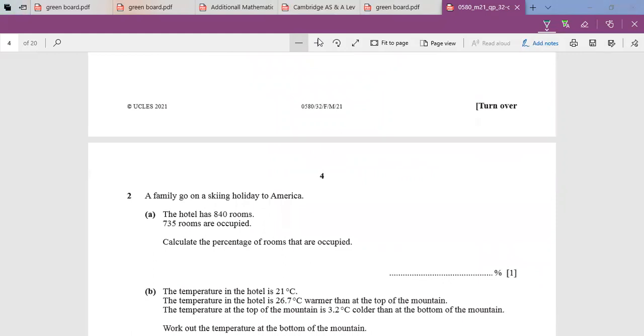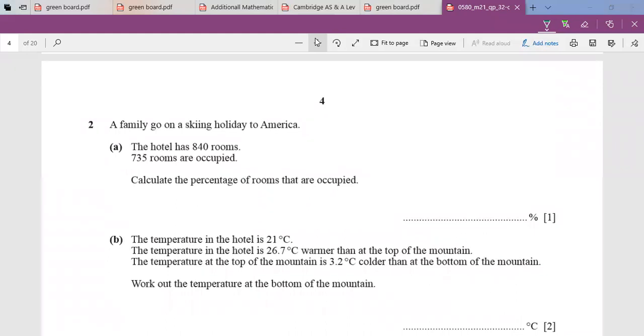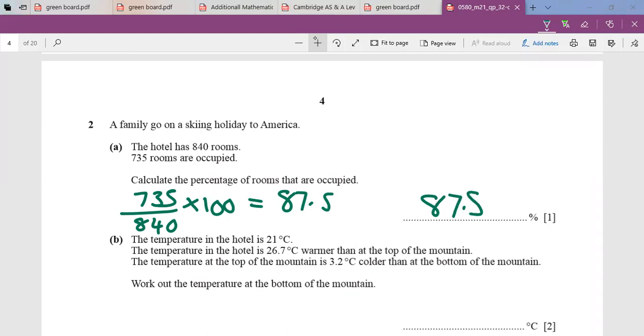A family go on a skiing holiday to America. The hotel has 840 rooms. 735 rooms are occupied. Calculate the percentage of rooms that are occupied. So we know that the rooms occupied are 735. The total number of rooms is 840. But now, because we're talking about percentage, you multiply by 100. Once you work out that on your calculator, you're going to get 87.5%.